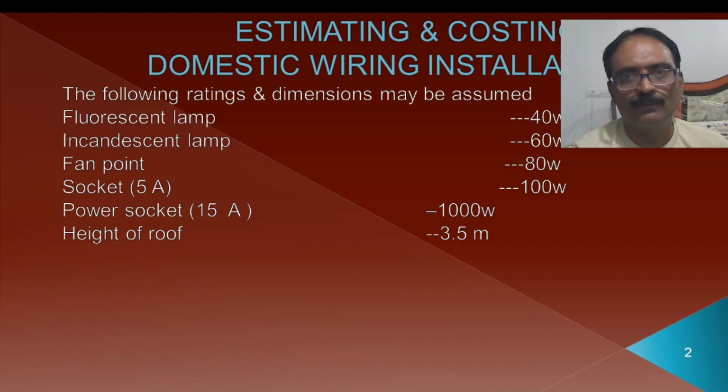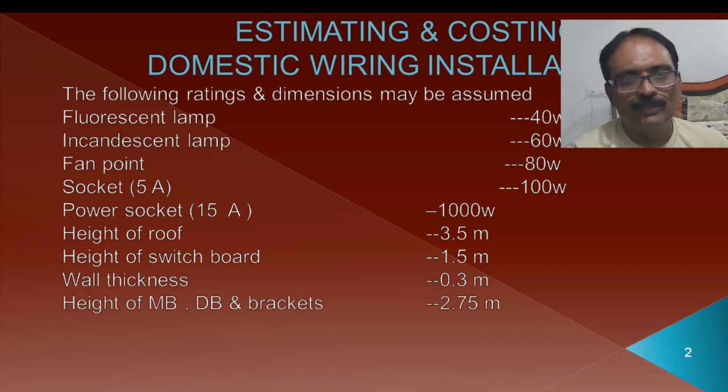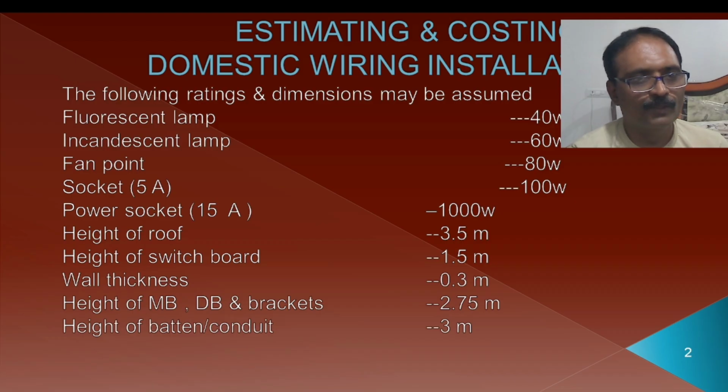The height of the roof will be approximately 3.5 meters, and the height of the switchboard 1.5 meters from the floor. Wall thickness 0.3 meters, and the height of the main board and distribution board 2.75 meters from the floor. Some authors consider it as around 2.5 meters. That depends upon the problem that is given to us. And the height of the conduit 3 meters from the floor. So all these things we have to consider with respect to the floor.